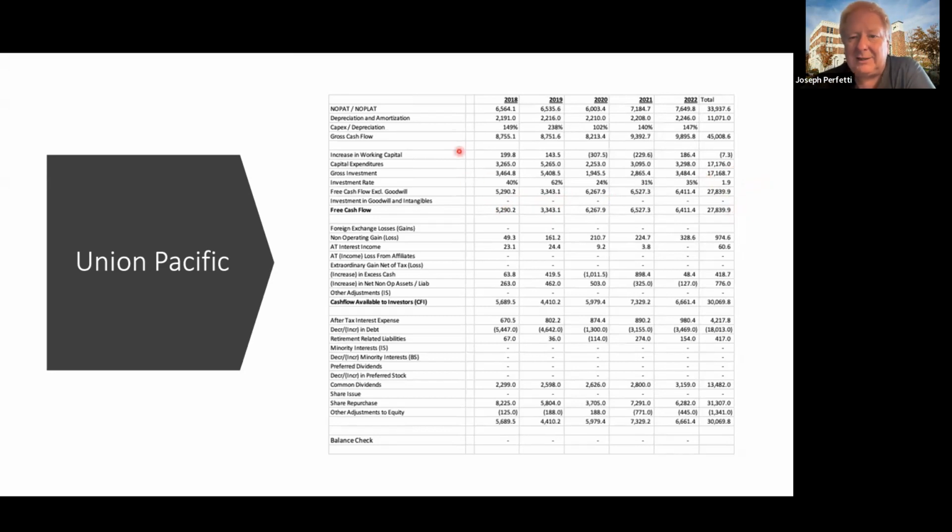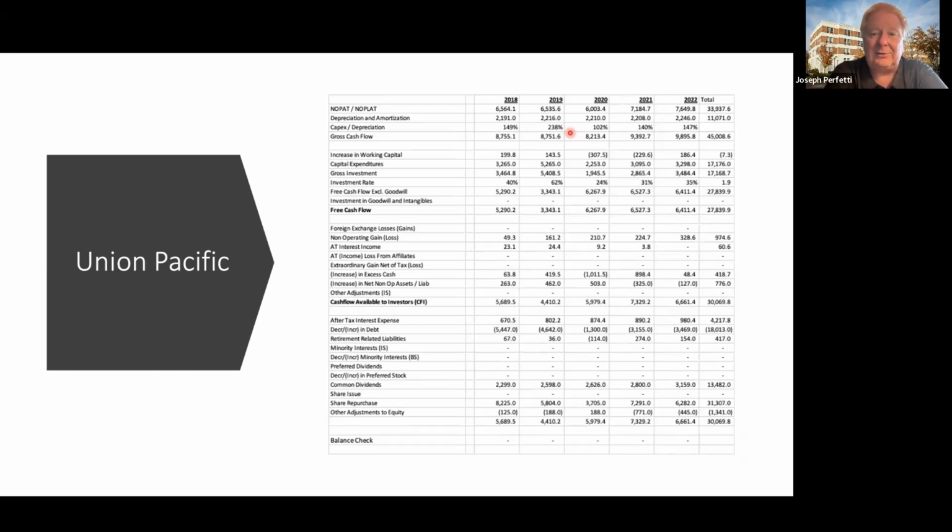Now, the other thing is their ratio of CapEx to depreciation, another typo, for some reason that didn't get carried through, but generally 140%, 149%, 238, 102, 140, 147. For 4 of the 5 years, they spent more than depreciation. And in 2022, they spent 147% of depreciation. It translates to about $800 million a year of actual CapEx. But that's the point. They are spending with the assumption that there's going to be some growth in their rail network. And they're signaling that 2023 should have a little bit of growth.